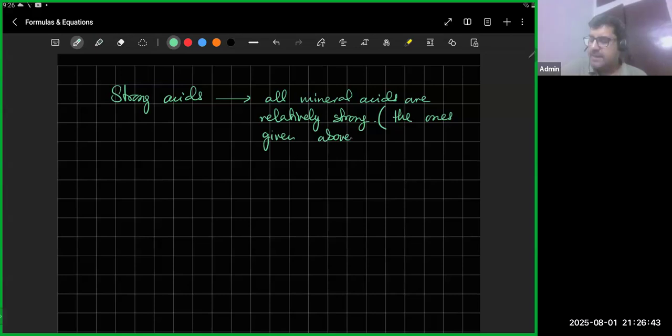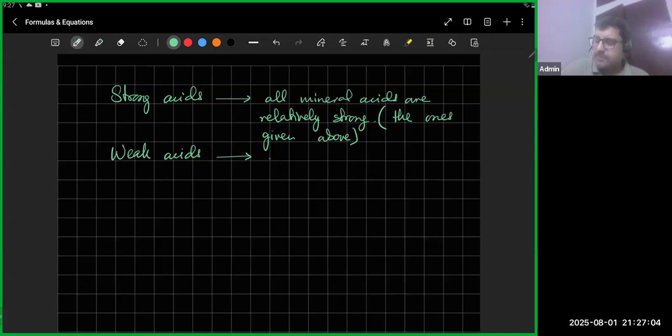So they like to ionize, they like to produce H+ ions. So that's what strong acids are. जो ऊपर जितने भी थे ना, phosphoric acid, nitric acid, etc., the ones given above, they're all mostly strong acids. उनमें से ना there's one actually that's not strong, and I'm going to come to that.